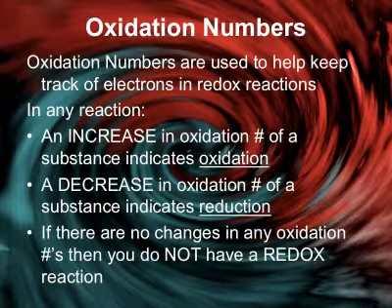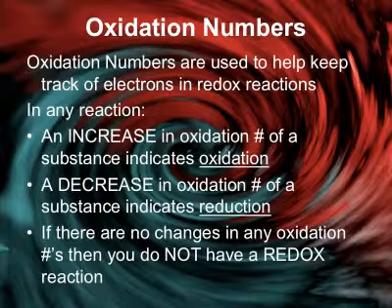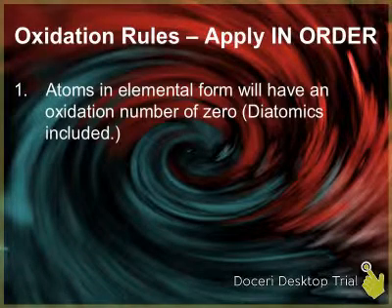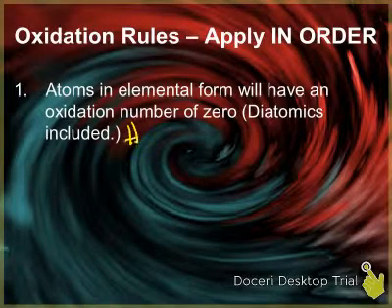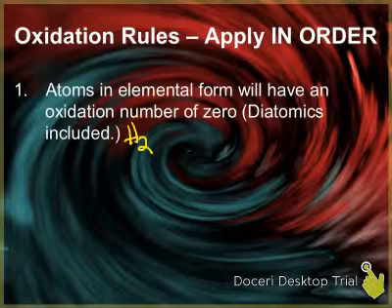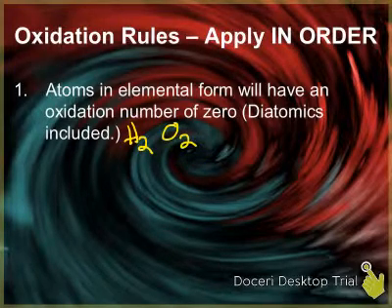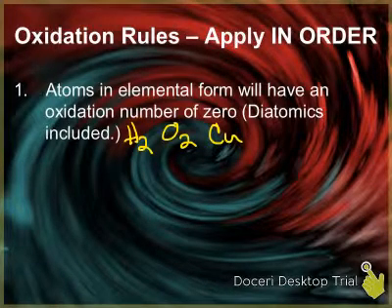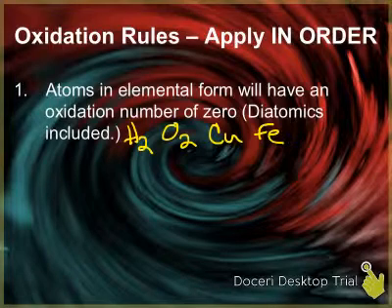Again, you have to follow them in order. The first rule: atoms in elemental form will have an oxidation number of 0. This includes your diatomic molecules. So for instance, the oxidation number of H2 is 0. The oxidation number of O2 is 0. What about copper? 0. What about iron? 0.